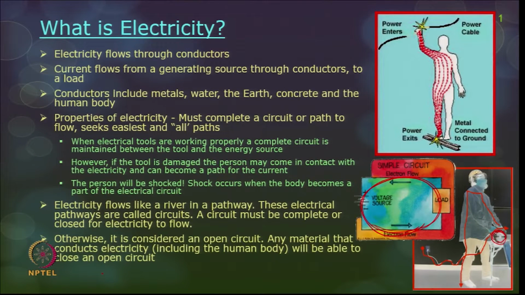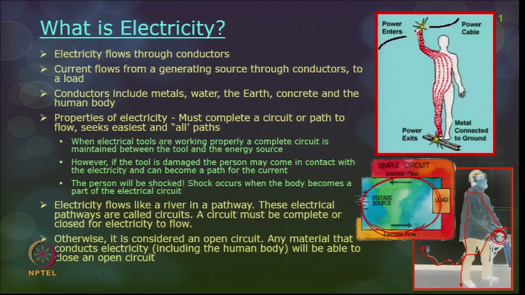Electricity flows like a river in a pathway. The electrical paths are always called circuits. A circuit must be complete or closed for the electricity to flow. Sometimes we also put in resistance to stop the flow, or at least divert it. When you place a bulb in the way, the light glows because of the conversion of electrical energy to light or heat energy.